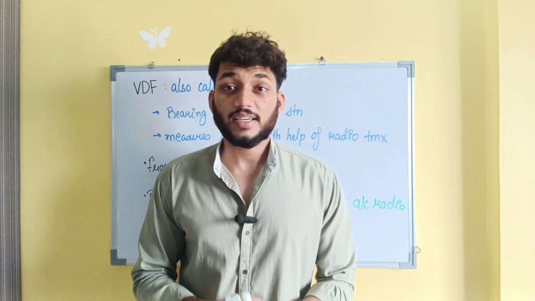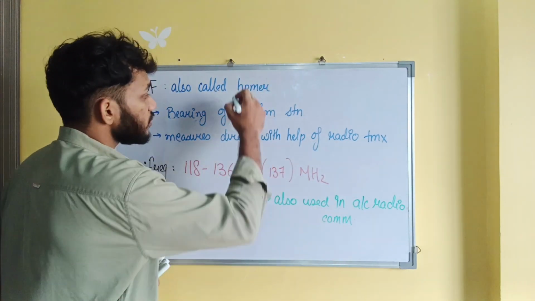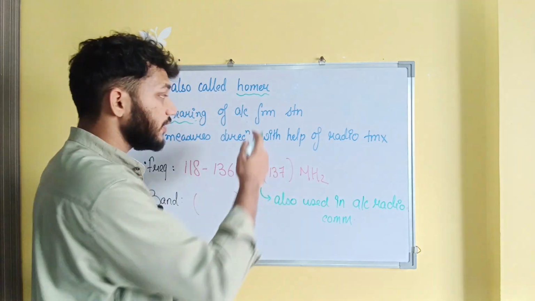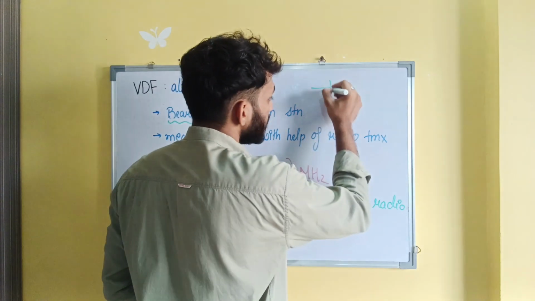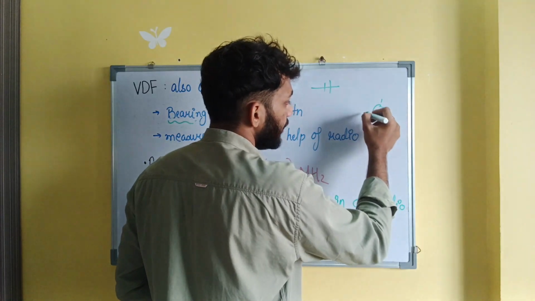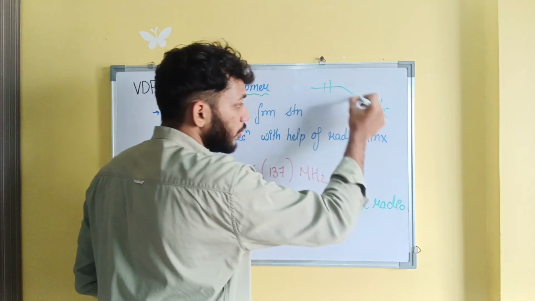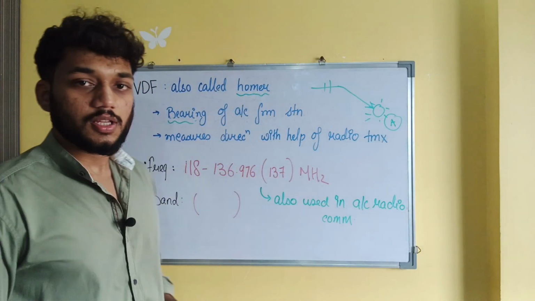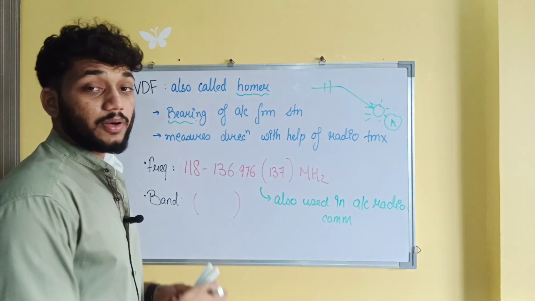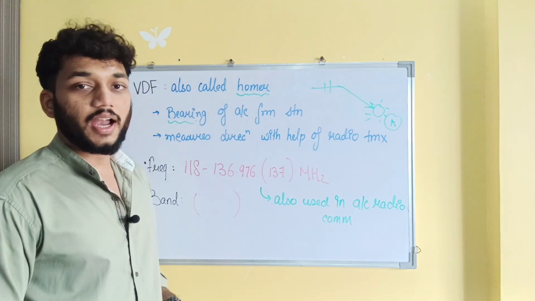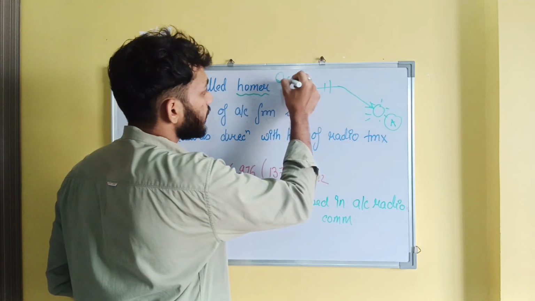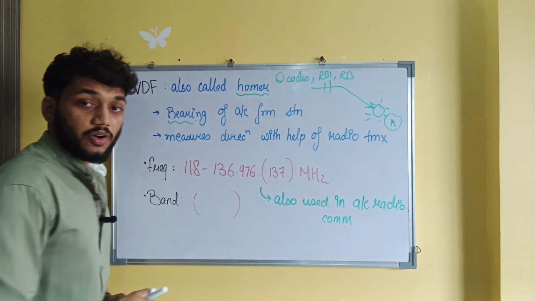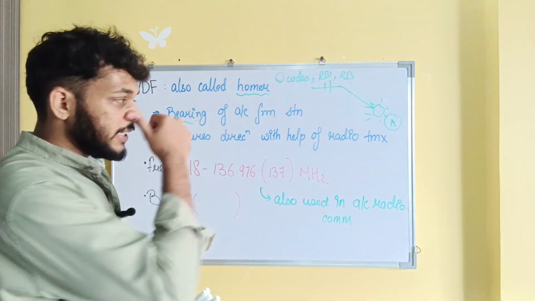So now let us first see some basic information about VDF. So VDF is also called Homer. What it does is it gives the bearing of the aircraft from the station. So generally what happens is, if this is your aircraft and this is the airport, VDF will tell your aircraft to go in this direction if the aircraft wants to reach this airport A. So this is the basic working of VDF. We'll discuss this in more detail when we see the working and when we study the Q codes and relative bearing indicator or relative bearing. All these concepts will make the working of VDF easier to understand.